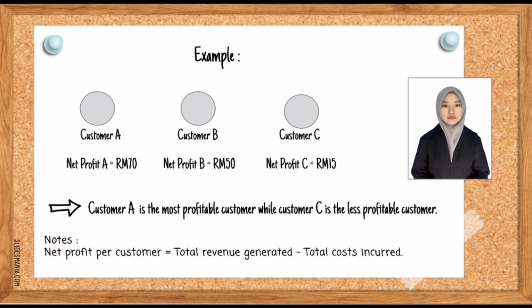For customer C, we have to find an alternative either to turn them into a more profitable customer or eliminate them. This is because when we calculate their net profit in detail by deducting all the costs associated, such as cost of products, marketing, electricity and others, the total cost is probably more than the revenue they brought to the company.